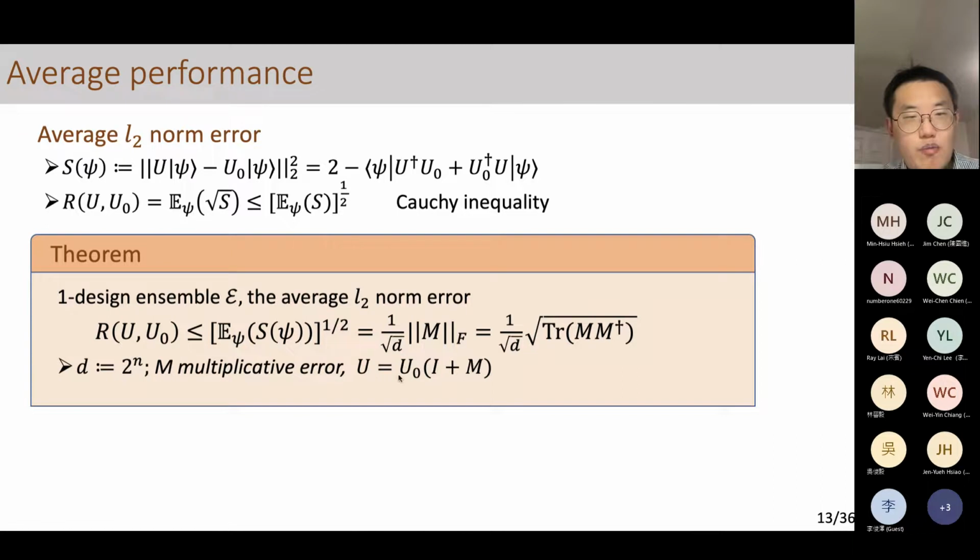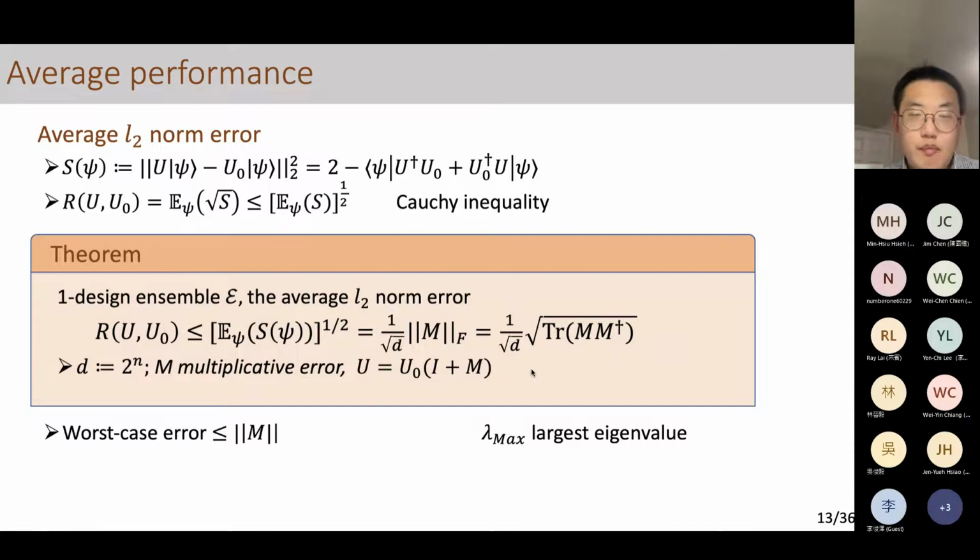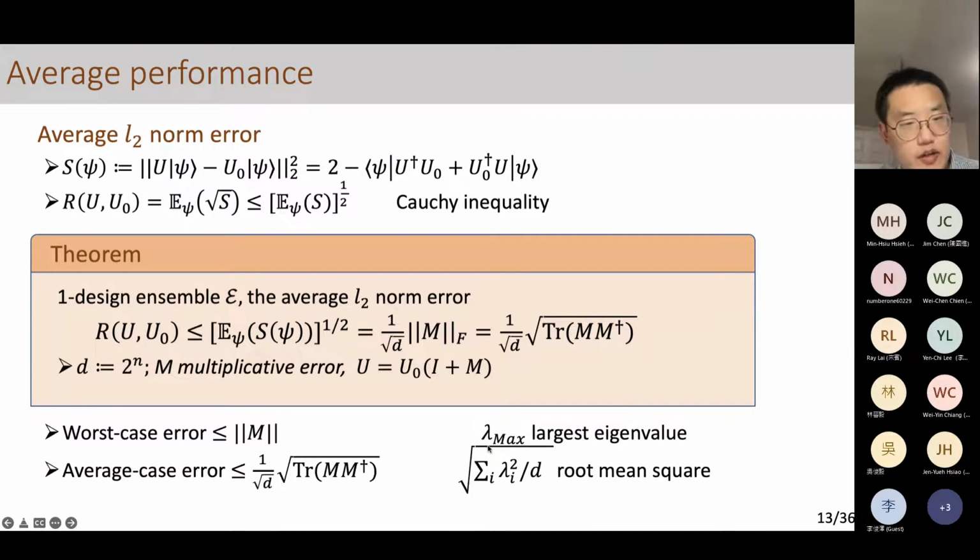Here, the multiplicative error means that for the ideal evolution U0, the approximate one is U. Then this M is the multiplicative error. So this average performance is bounded by the Frobenius norm of it. You can compare this with the worst case error. In the worst case error, the error is bounded by the spectral norm of this M, meaning the largest eigenvalue of M. But here, the Frobenius norm is the root mean square of the eigenvalues of this operator M. So that's the difference.